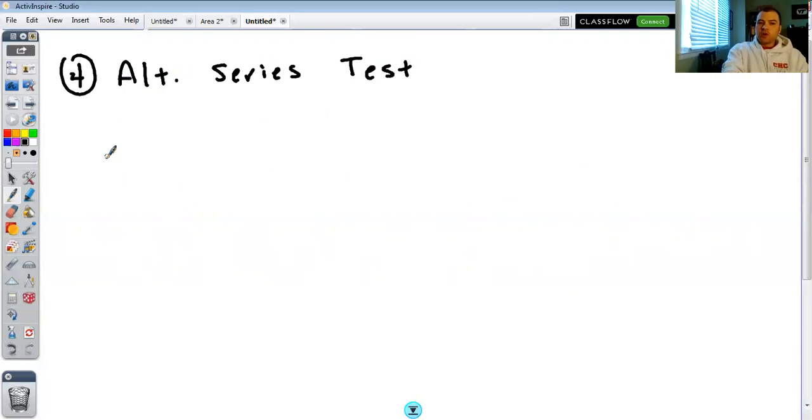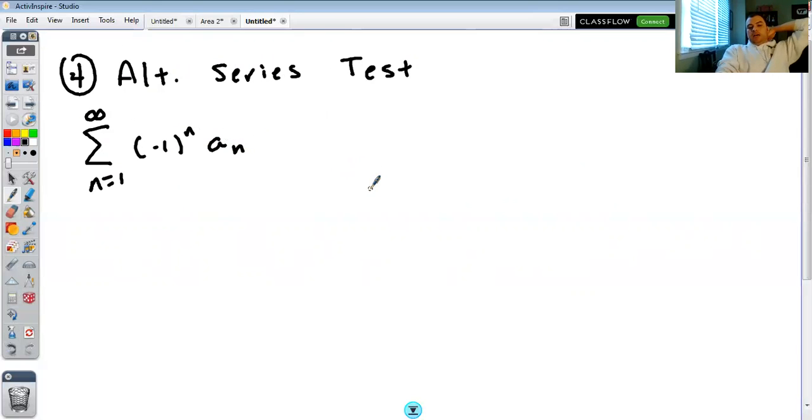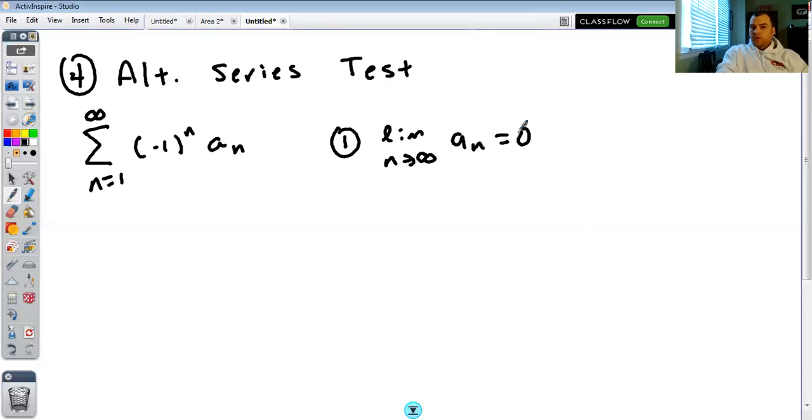If a series is known to alternate, of the form -1 to the n times a sub n, we can show its convergence by looking at 2 simple conditions. The first would be that the limit as n goes to infinity of a sub n is 0. So the sequence of numbers approaches 0.